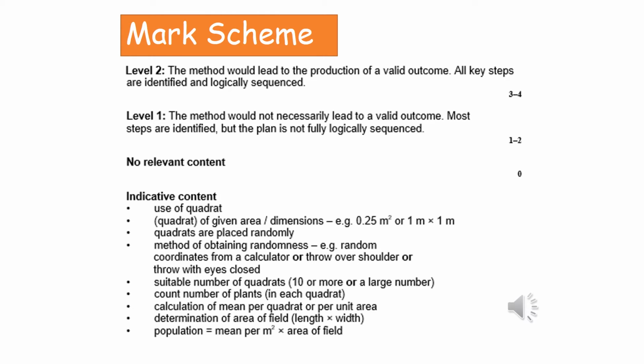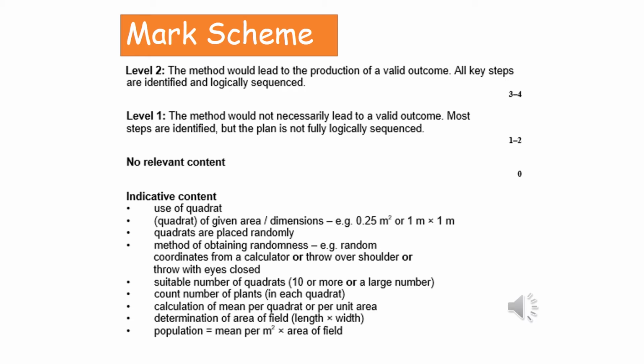Here's the mark scheme for the question. So this is an extended response style question, so there are levels to your answer. If there's no relevant content, you receive 0 marks. If the method would not necessarily lead to a valid outcome, but some of the steps are identified, however the plan is not fully logically sequenced, then that would be between 1 to 2 marks. And then for a level 2 answer, the method would lead to a valid outcome and all the key steps are identified and there's a logical sequence.